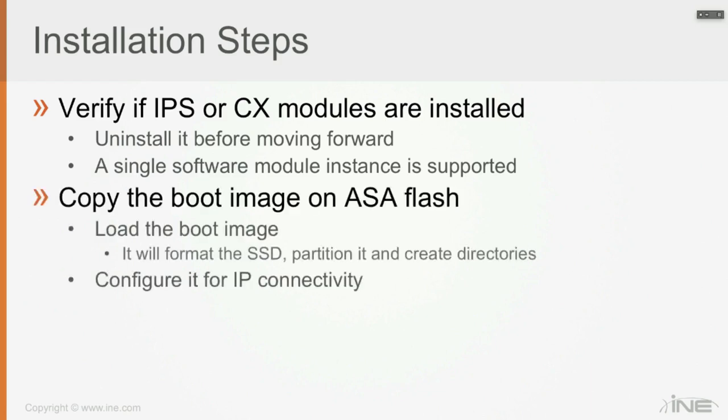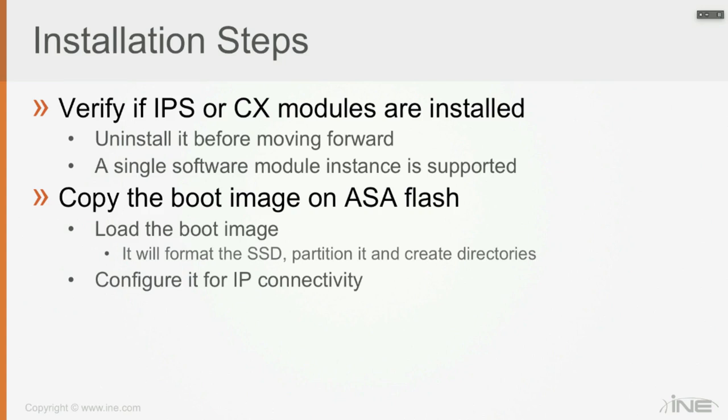Then of course you have to copy the boot image. So installing the Firepower system by itself has two steps. First, you have to install the boot image on ASA flash. So copy it on the ASA flash and then load the boot image, which basically does nothing else but format the SSD and partition it and create directories, so you can then install the Firepower application by itself.